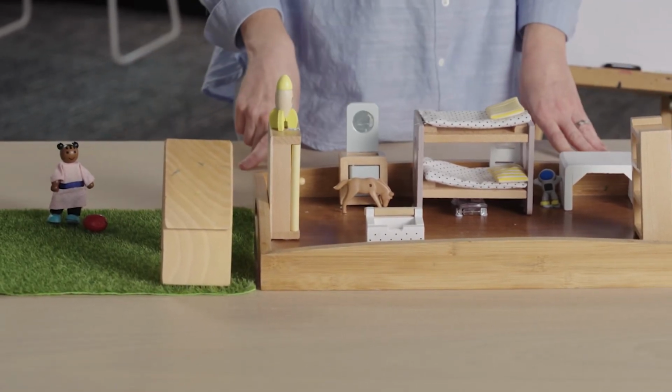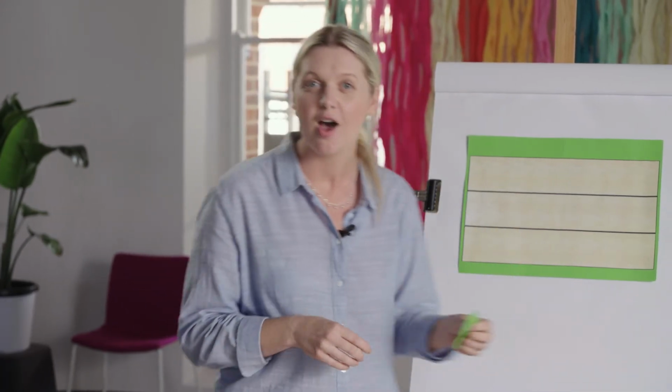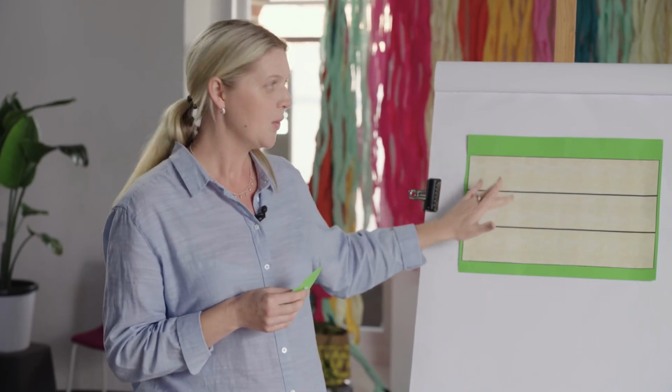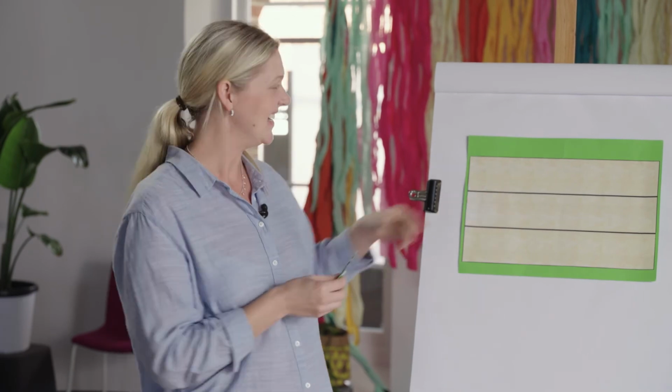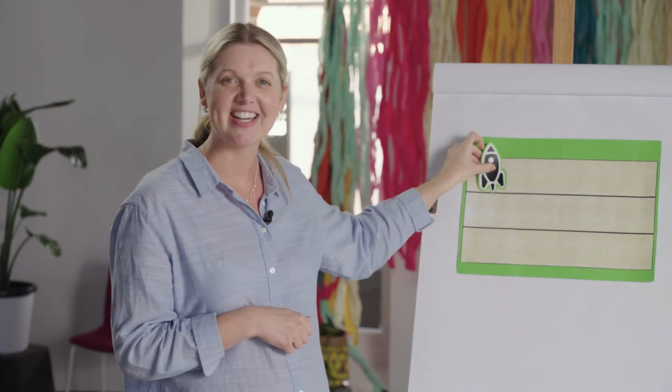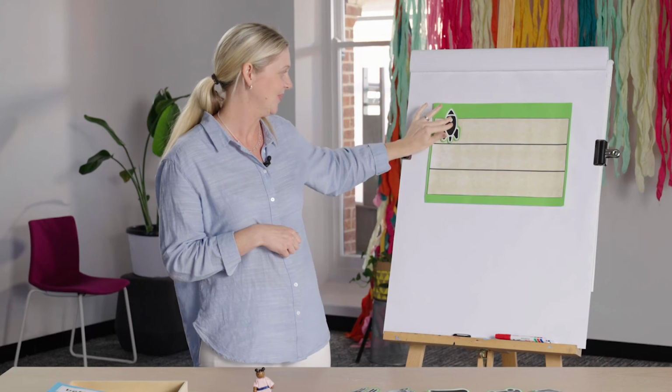Great job, everyone. Now, to make sure that Ollie doesn't lose her toy again, her dad has asked her to put her toys away in a particular position on her shelf. We're going to pretend that this is her shelf. Dad has asked her to put the rocket on the top shelf. So, which one is the top shelf? That's right, this is the top shelf. So the rocket needs to go here.